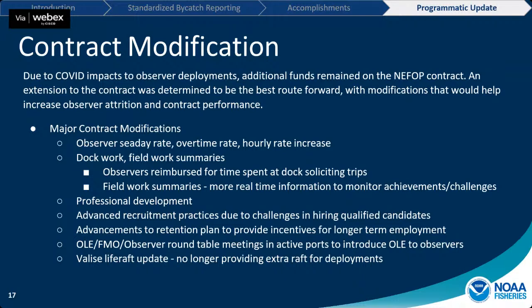The Observer Program had additional funds left on that contract due to COVID-19 impacts on deployments. In order to ensure those funds could be fully utilized, we did a contract extension, and we pursued that with several major contract modifications. Those modifications went into effect on June 8th, and we designed them to help improve observer retention, increase C-day accomplishments, improve observer support systems, and update practices.